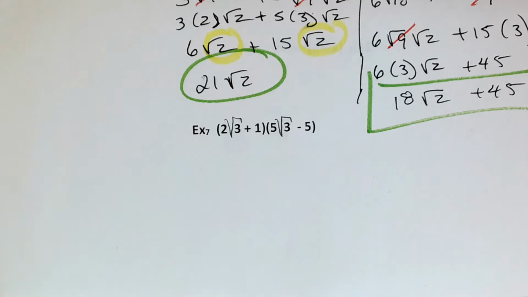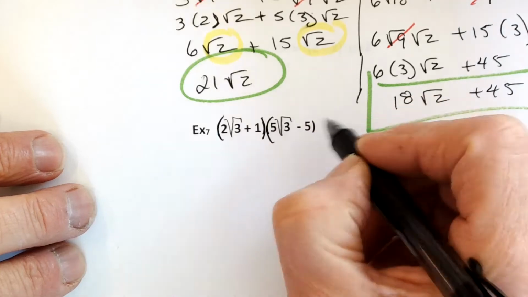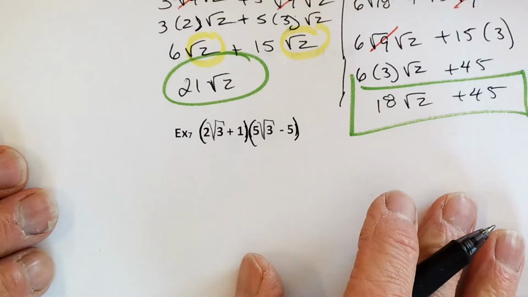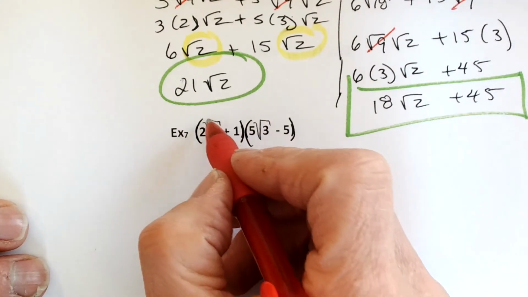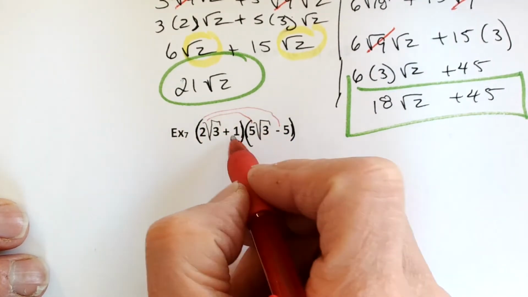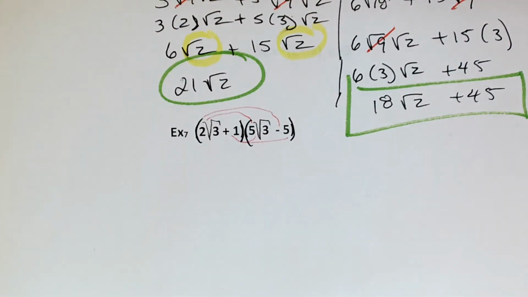Okay, number 7 is a FOIL problem. And of course the parentheses aren't very big, but you know they are. They're supposed to be right here, here, and here, and here, right? So it's a FOIL problem. So we're going to go this times this, this times this, this times this, this times this, right? Okay, let's do it.